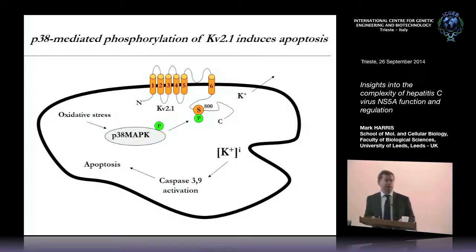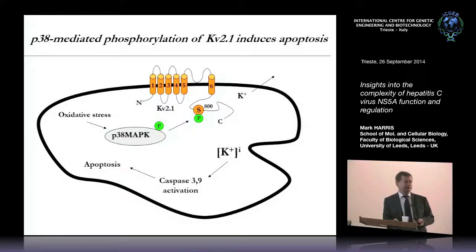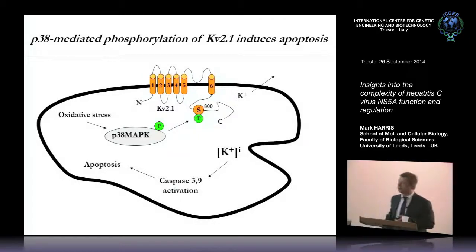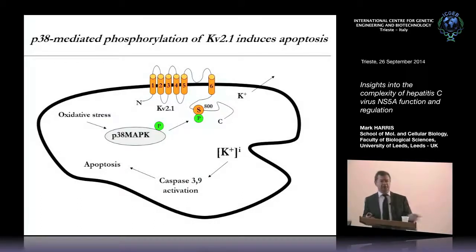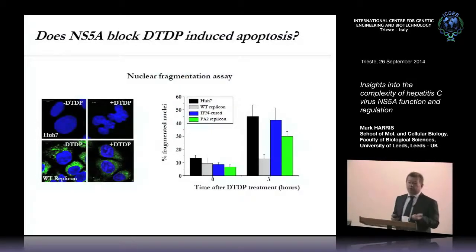So why would this be important? Well, Kv2.1 turns out to be a pro-apoptotic channel. So activation of Kv2.1 induces apoptosis. If you induce oxidative stress, P38 will phosphorylate Kv2.1, which pumps potassium out of the cell. The reduction in potassium levels within the cell induces caspases, induces apoptosis. So you can imagine that if you induce oxidative stress in a virus-infected cell, Kv2.1 might be driving that apoptosis. So does NS5A block that induction of apoptosis? And the answer, of course, is yes, it does.